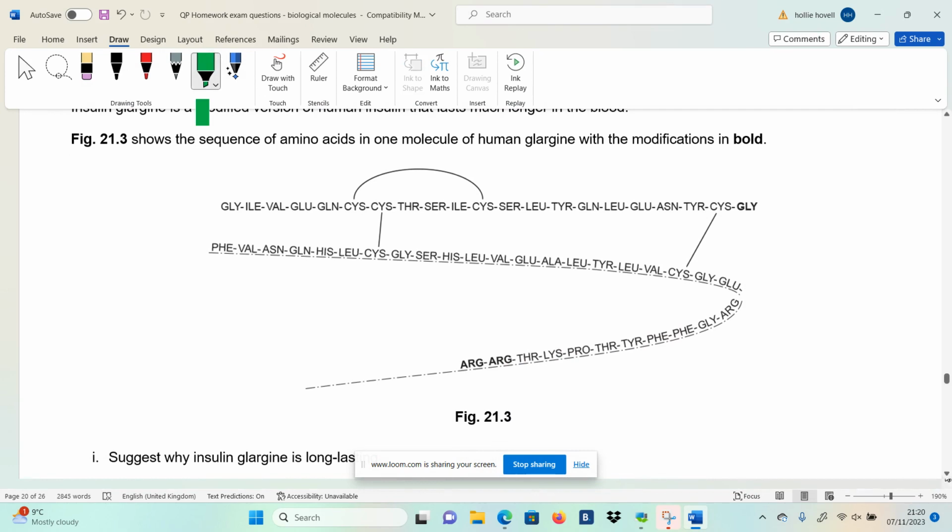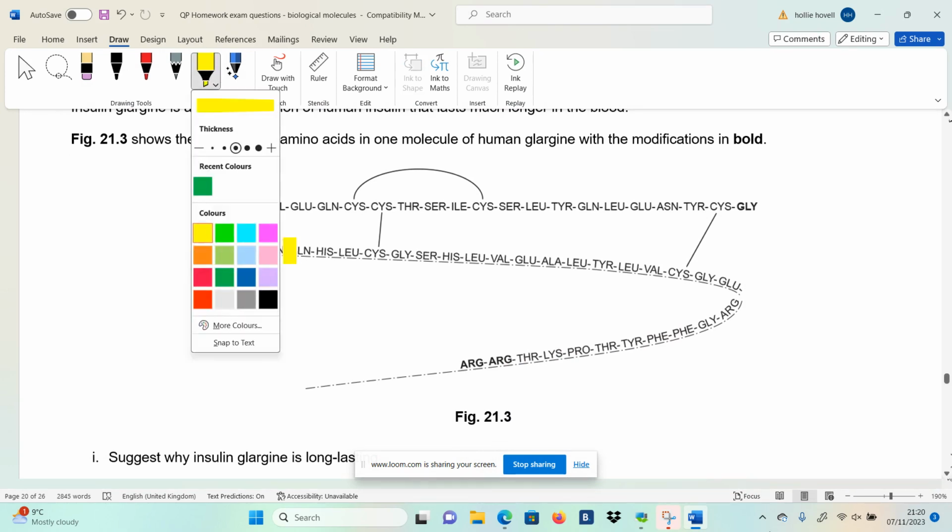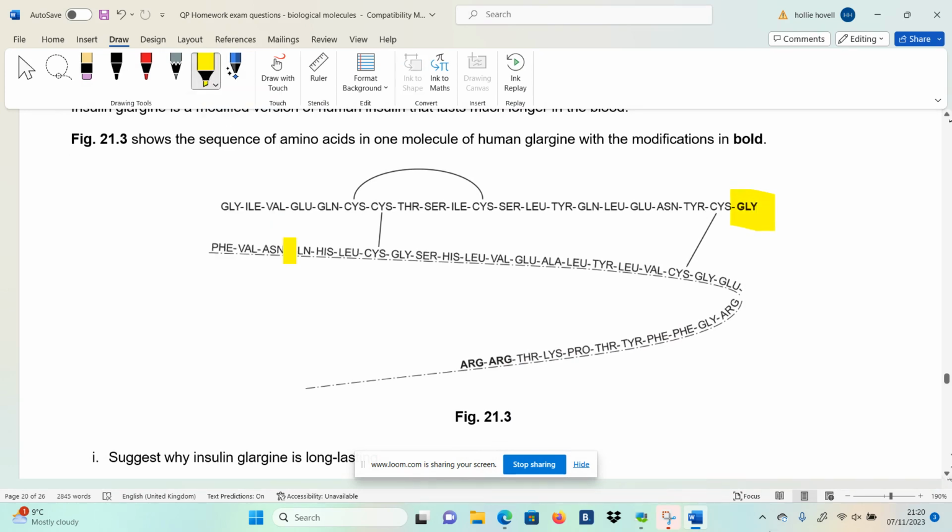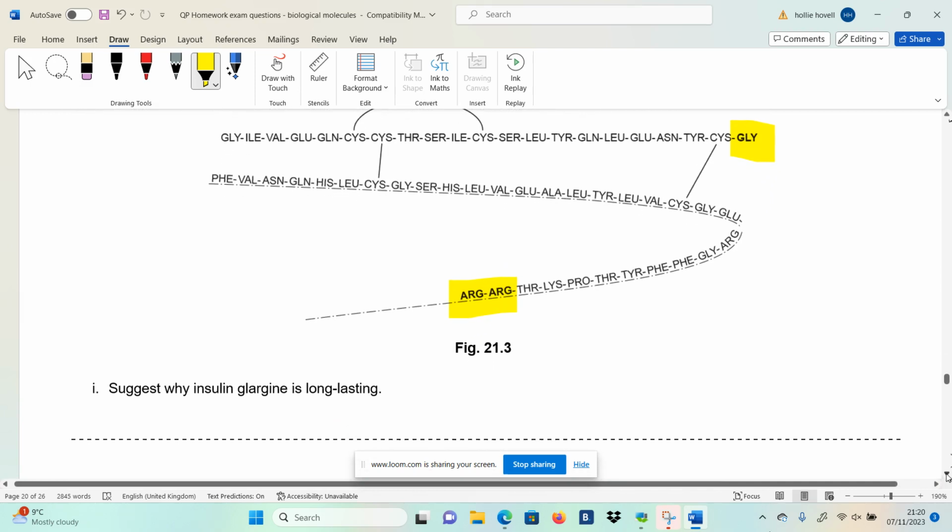So let's just identify where those modifications are first of all, just to make sure we've got our eye in to find them. So there they are. Suggest why insulin glargine is long lasting.